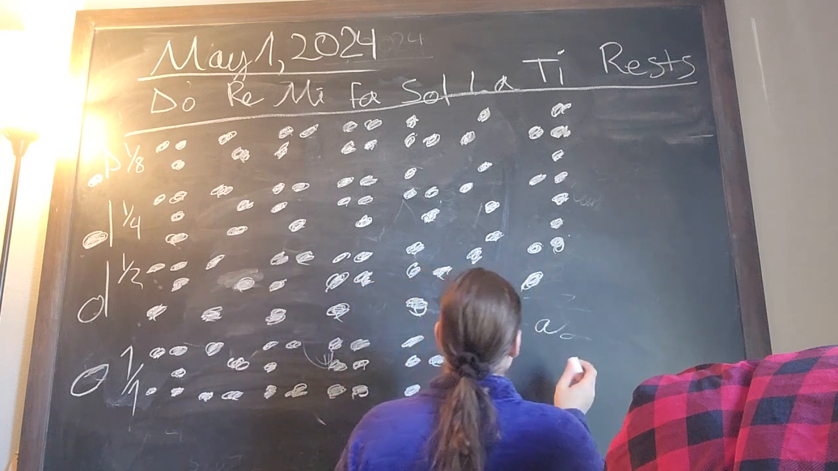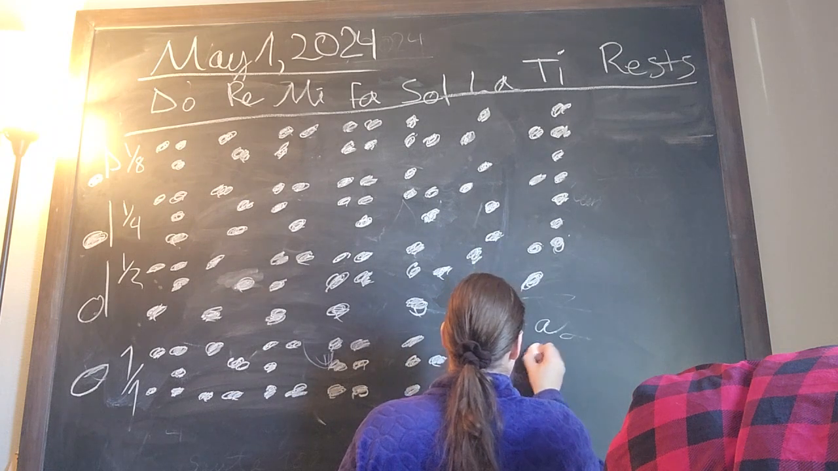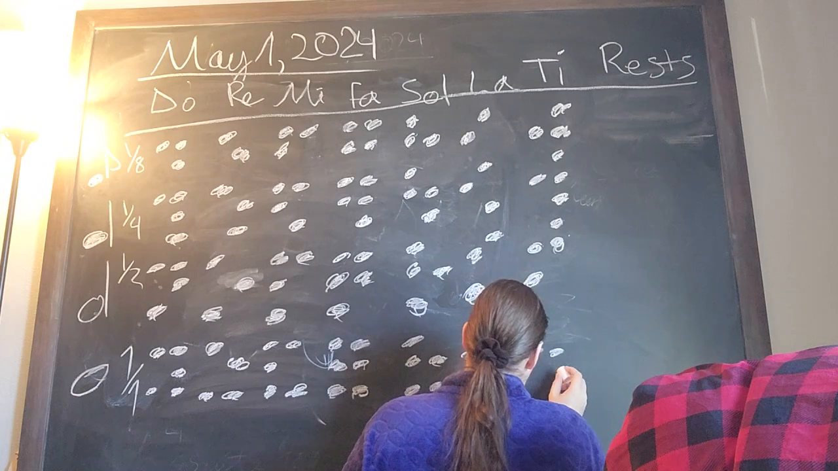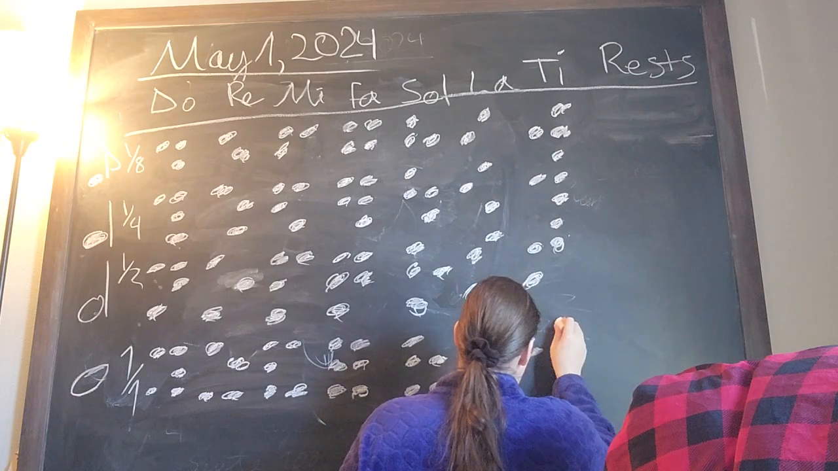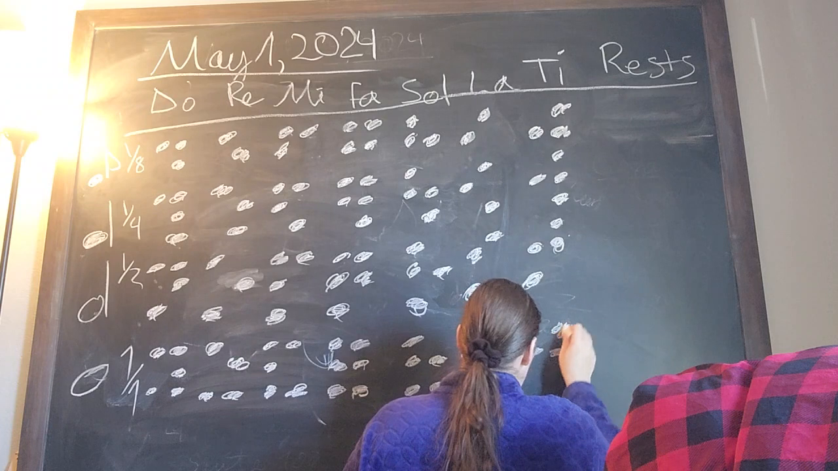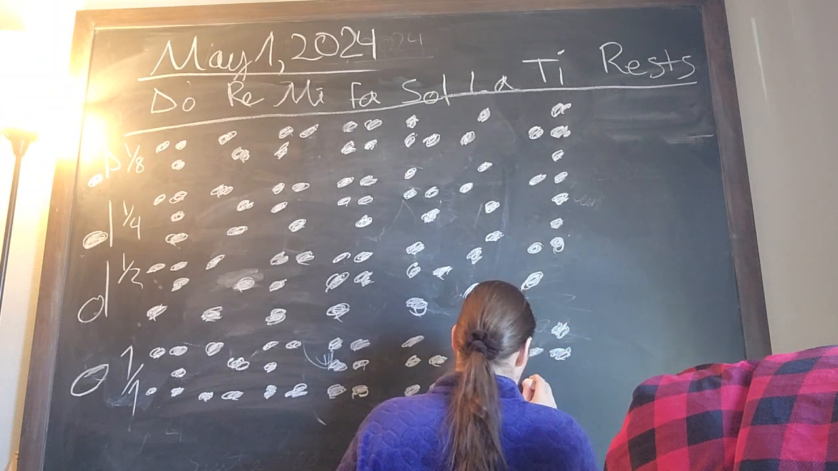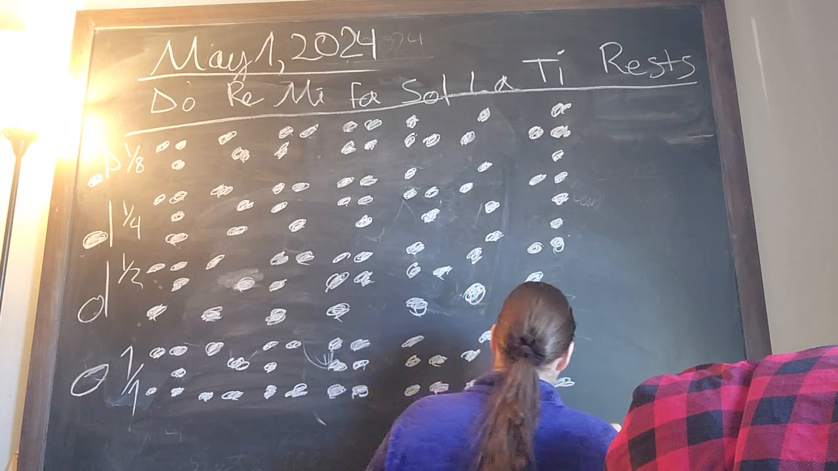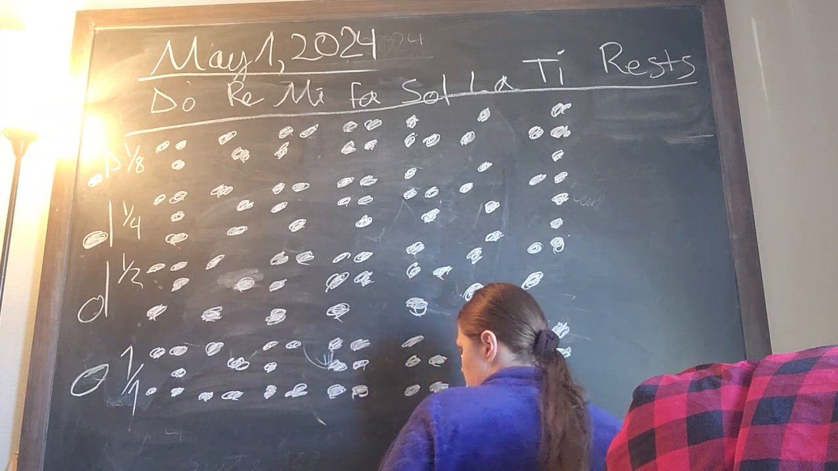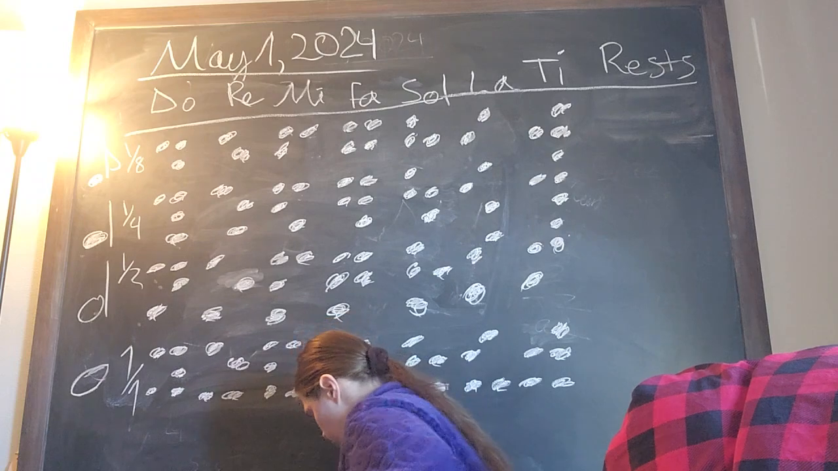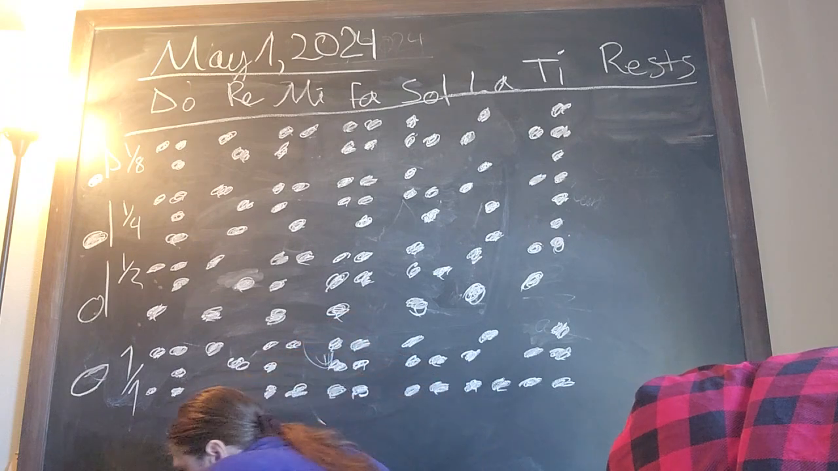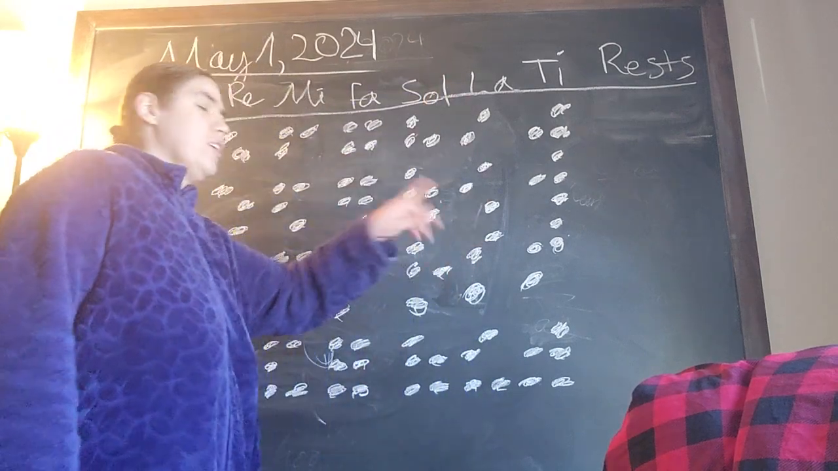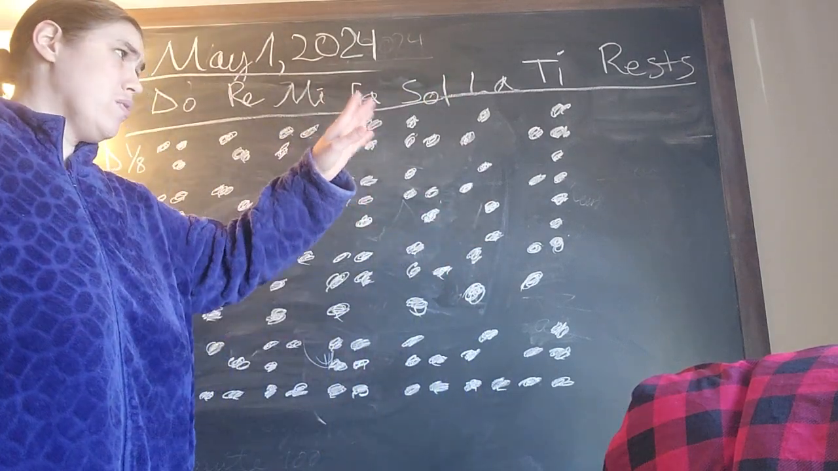And then lastly, your ti. 2, 4, 5. And then 3, 6. And that is your ti whole note. Now, the other part that we're going to cover real quick are the rests.